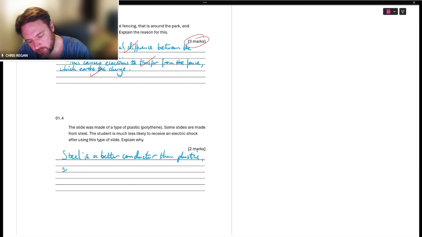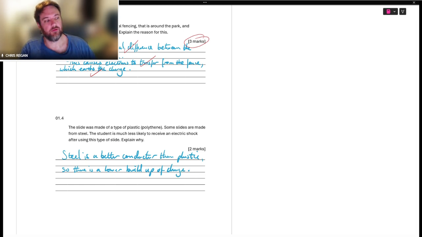And then there is a lower build-up of charge. You could say there's no build-up of charge as well. They allow that for the mark. You could also describe it as a smaller potential difference rather than build-up of charge. Either way, you're getting that second mark. So first mark, second mark, and we're done on that question.